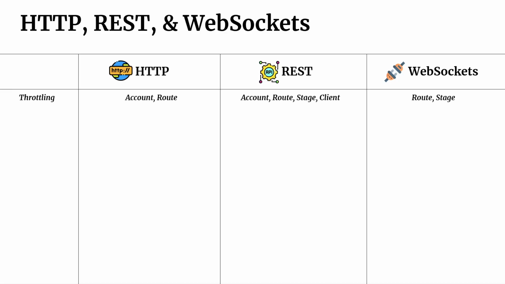Anyways, in terms of the comparison between these 3, for HTTP with throttling, you can set it up at the account and route level. For REST, it's set up at the account, route, stage, and client level. Client is like a particular client that has access to an API key that you can create and vend out to them. So if you're building a SaaS app and you want to have different users using your APIs, you can create different client keys for them and set up quotas so they can only call your API 1,000 times a month, whatever you want it to be. And then for WebSockets, it's route, stage, and also it should be account as well. I think I missed that. So account is present for all of them. So that's it for throttling.